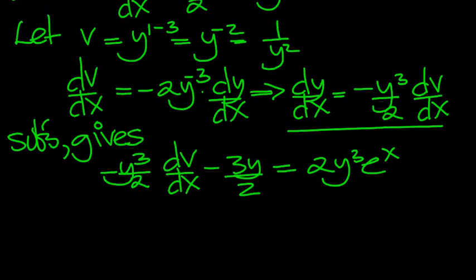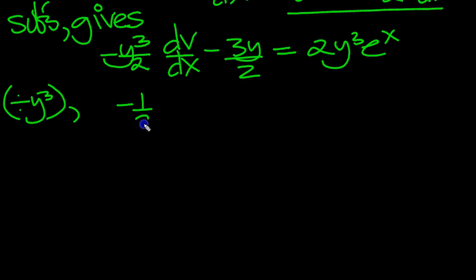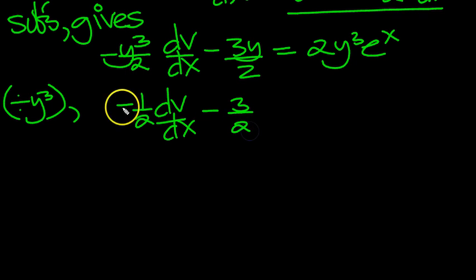Now we can divide by y cubed all the way through and put in the value of v. So let's divide by y cubed and see what we get. Minus a half dv/dx, and then we'll get minus 3 over 2. And we're divided by y cubed, so it's 1 over y squared, which we can replace by v, can't we? Because v is 1 over y squared. So I'm going to put that in straight away. Is equal to, dividing by the y cubed just leaves 2e to the x then, doesn't it?